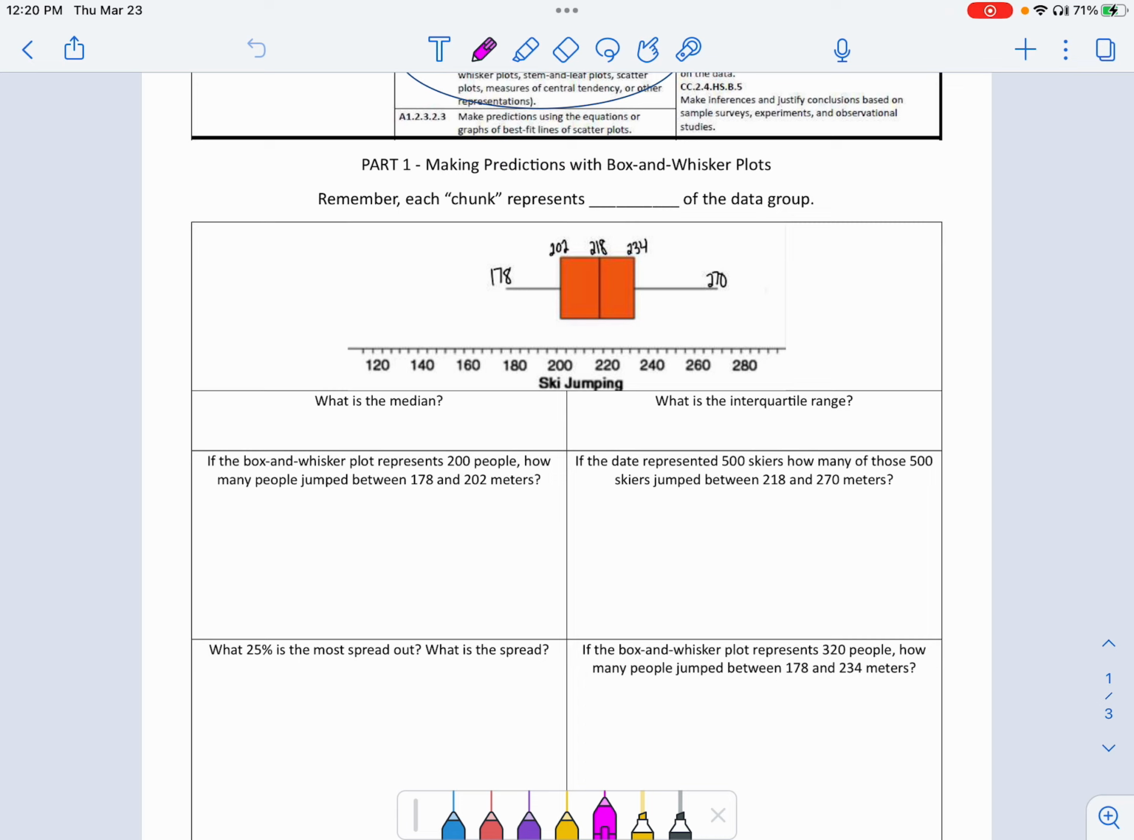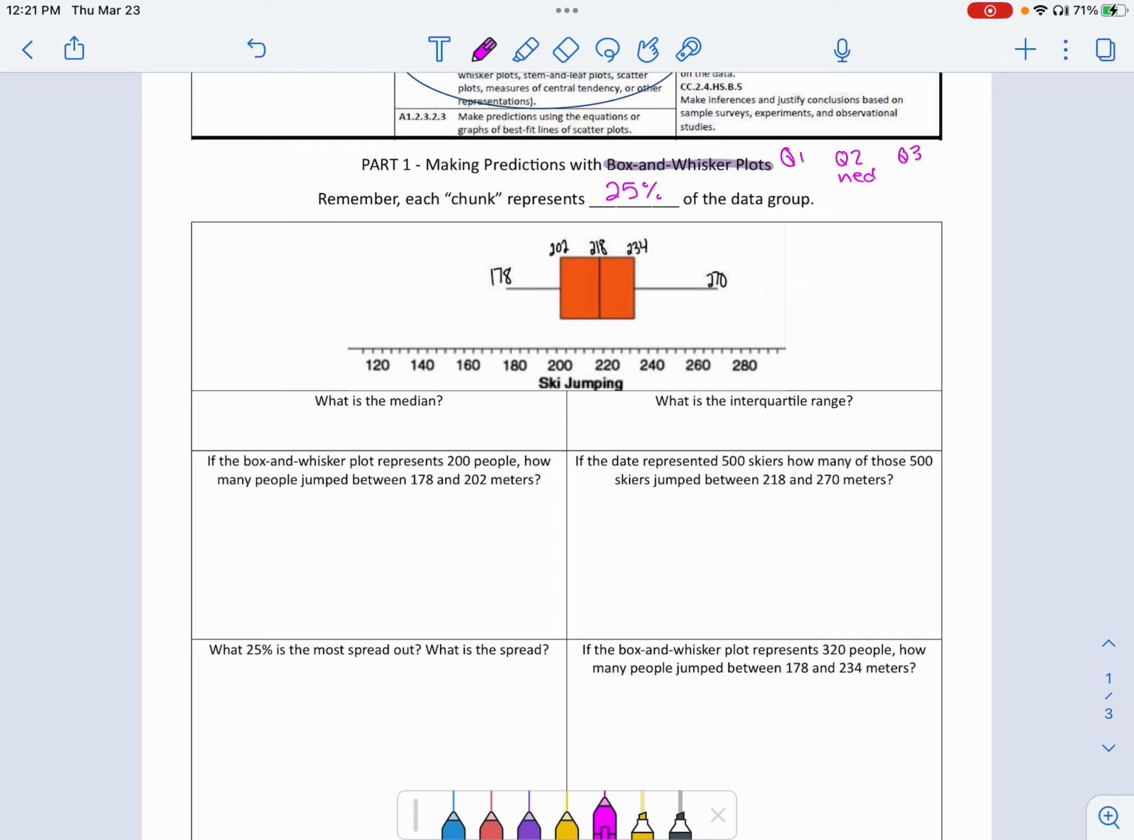Part one, let's make a prediction based on box and whisker plots. So we've been talking about box and whisker plots a lot. They're the ones that have, you remember, the quartile one, the quartile two, which is the median, and they have the quartile three and the lows and the highs. Remember, every chunk we learned last lesson is 25% of the data group. So if you have 40 people, there's 10 in each chunk. Or if you have 12 people, there's 3 in each chunk.